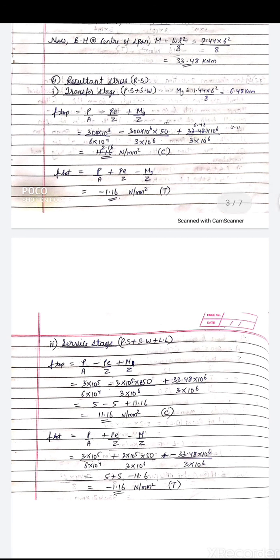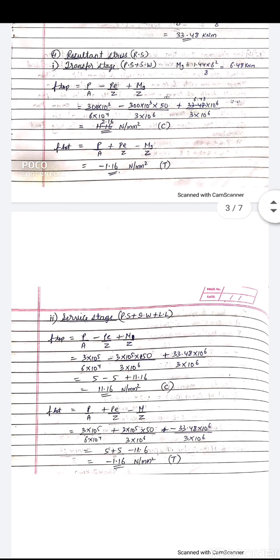So now let us go to the second part of the question, that is to find out at the service stage. F top is given by P by A minus PE by Z plus M by Z. So remember, this M is the total, that is mg plus mq. So either you can write it as mg plus mq, or you can directly write it as M by Z. So I got F top as 11.16 and F bottom as minus 1.16, that is in tension.